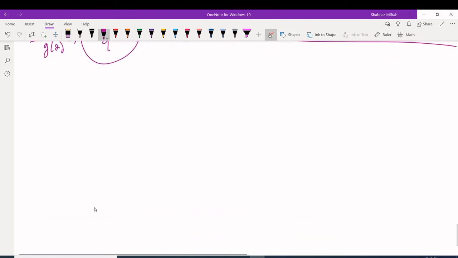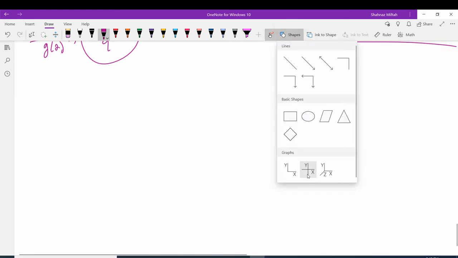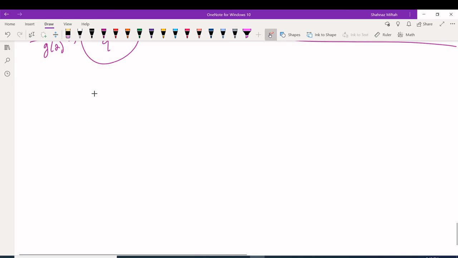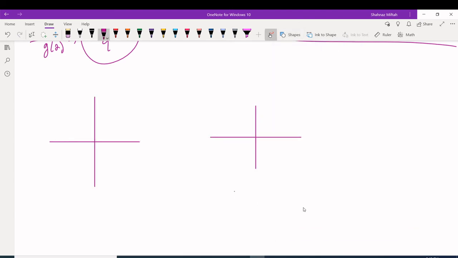Now, if you have graphs, then how would you find the subtraction or addition there? So it's an easy way. For example, this is one graph, then I have another one right there. For example, this is my f of x function and this is my g of x function.